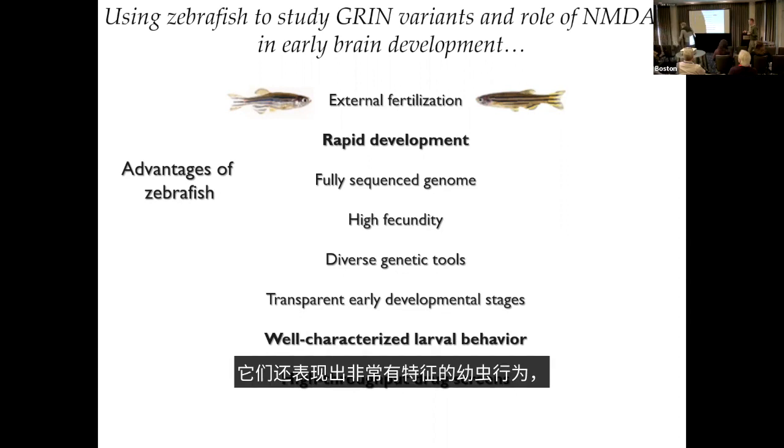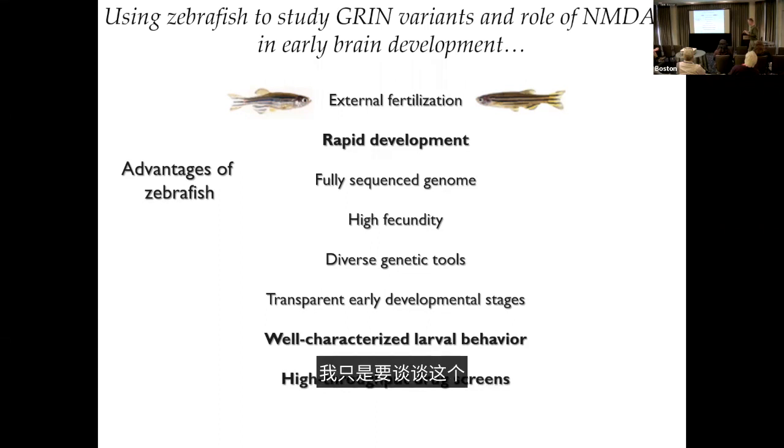They also display really well-characterized larval behavior. We can use this larval behavior as at least an initial representation of brain circuits and dysfunctions in those brain circuits. So it's a very straightforward way to do that. And then we can delve deeper as to why this might be changed. The last one is high throughput drug screens. I'm just going to touch on this because this is on our agenda, but we're really not there yet.